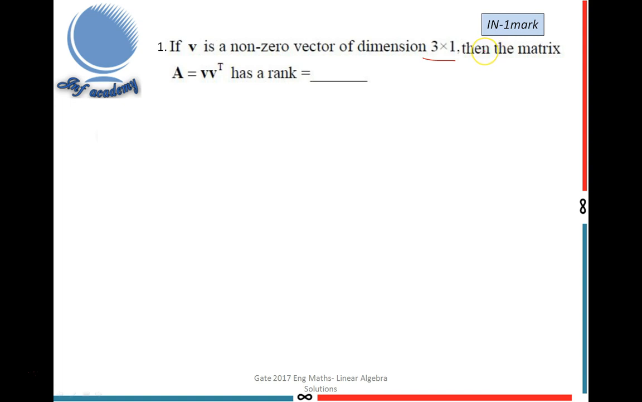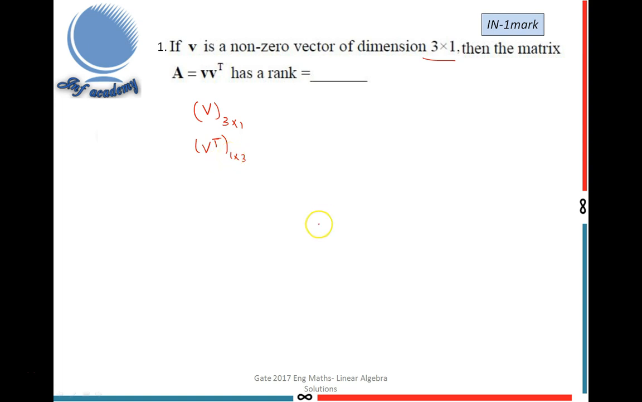It has 1 mark. Here given V is a matrix of order 3 by 1. So it is a column matrix. V transpose is of order 1 by 3. Interchanging row and column, we can get the V transpose. So V transpose is of order 1 by 3. It is a row matrix.